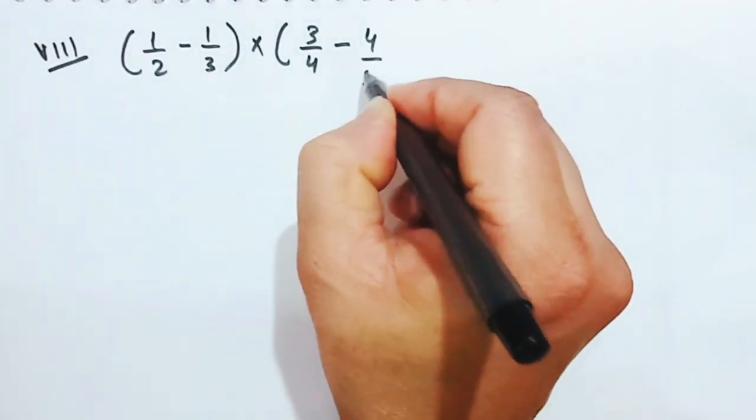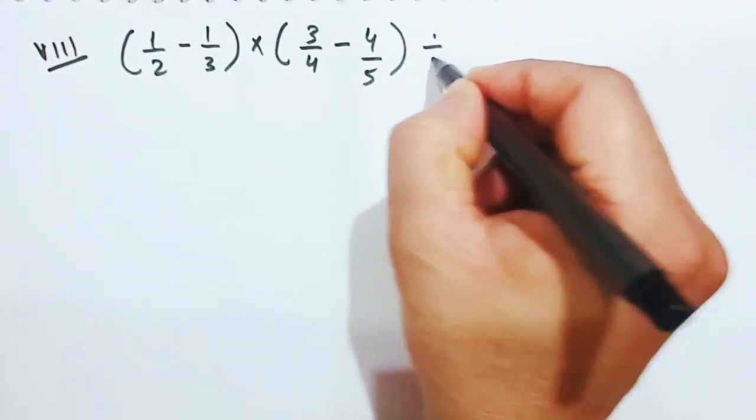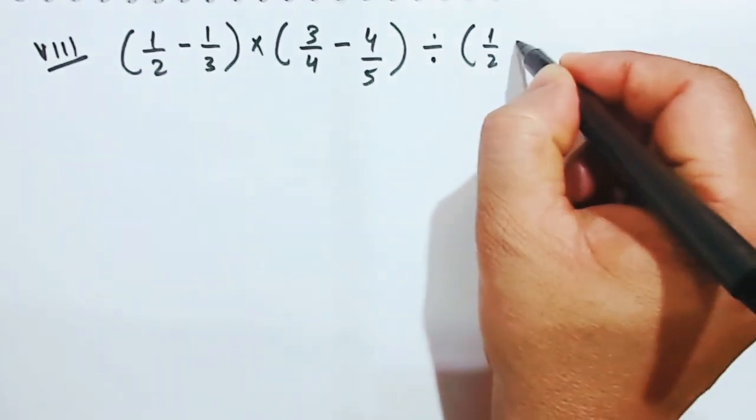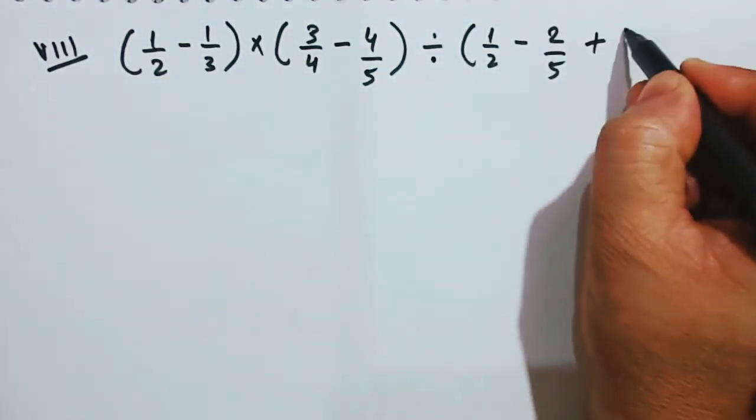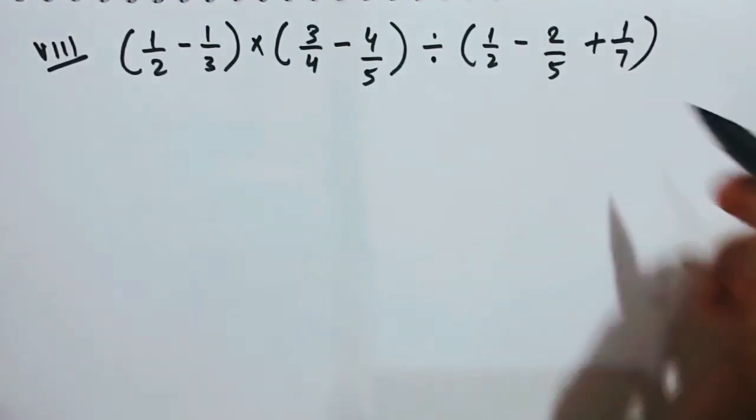4 by 5 divided by 1 by 2 minus 2 by 5 plus 1 by 7. Okay.